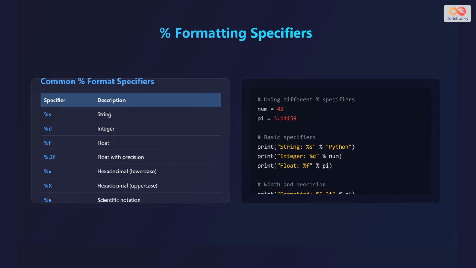To display numbers in different formats, the code print("hex: %x" % number) formats number as a hexadecimal number. The code print("scientific: %e" % 10000.0) displays 10,000 in scientific notation. For padding and alignment, the code print("padded: %10s" % "Python") pads the string Python to a width of 10 characters.